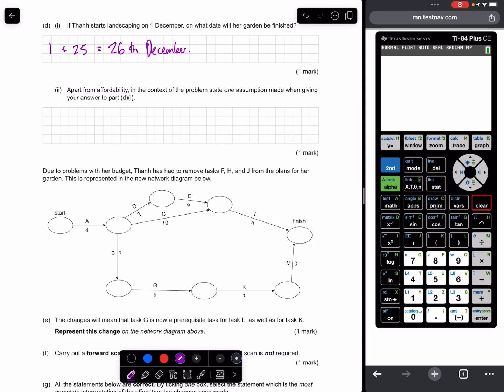Well, we assume no tasks on the critical path are delayed in any way.